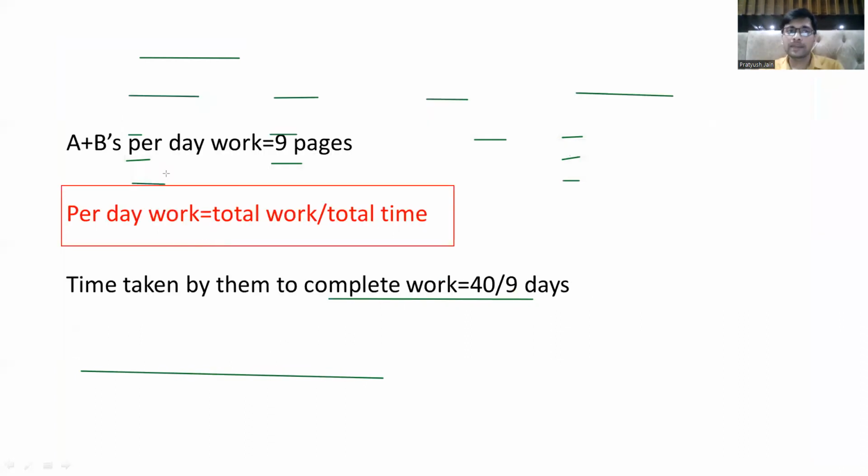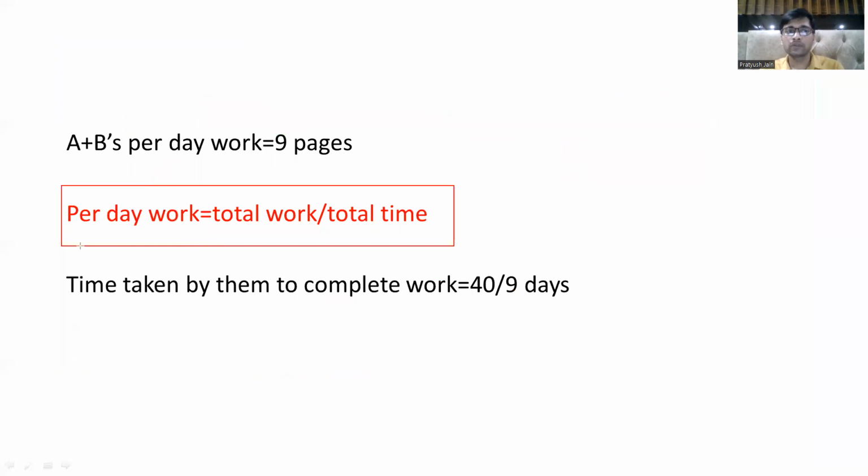So A and B's per day work is simply now 9 pages. And we have already understood that per day work is nothing but total work upon total time. Earlier, my total work was one book, but now my total work is 40 pages. So if per day work for A and B is 9 pages, and total work is 40 pages, then time taken will be simply equal to total work upon per day work, which is 40 upon 9 days.